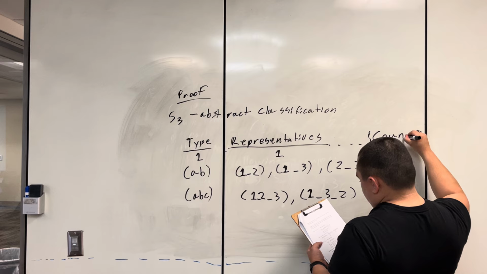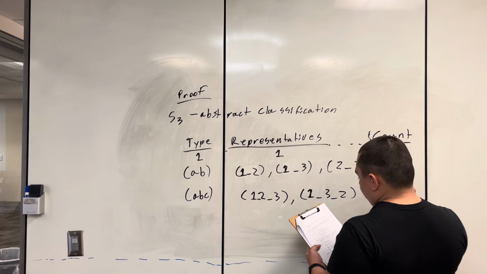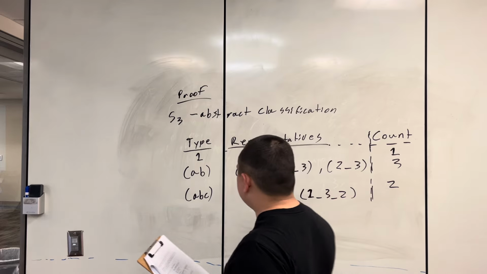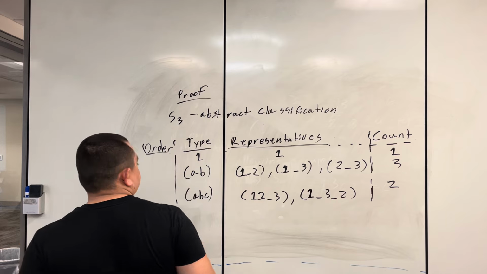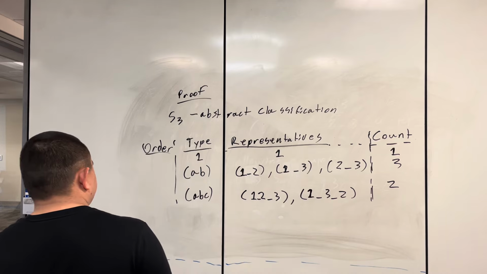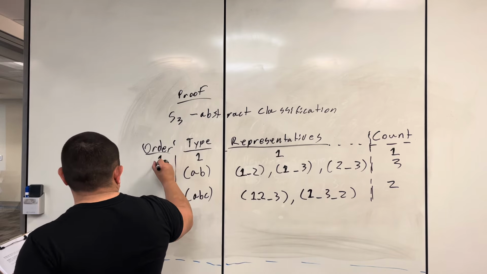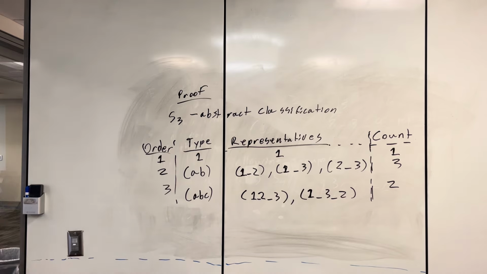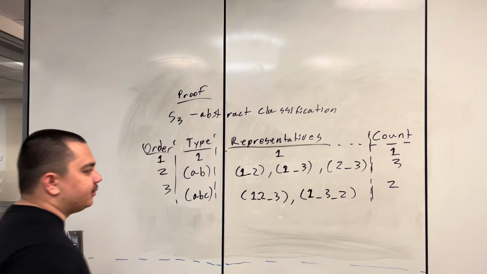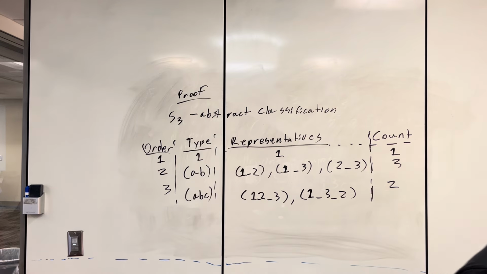So let's get to that count. Basically, how many of them are there? Well, there is a single identity, 3 of these, 2 of these. What's the order of each of these, right? Ideally this should be on that side if we're going by a left to right progression. The order of this is 1, the order of this is 2, the order of this is 3, using the same thought process that we did earlier, taking the least common multiple of the orders of each of these disjoint cycles.